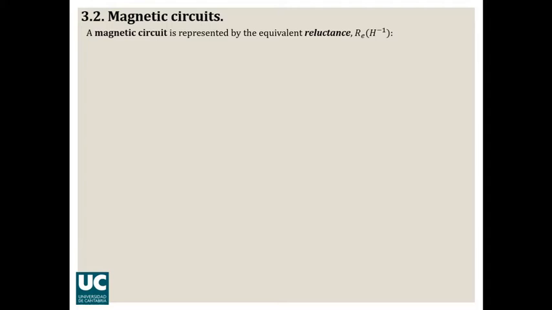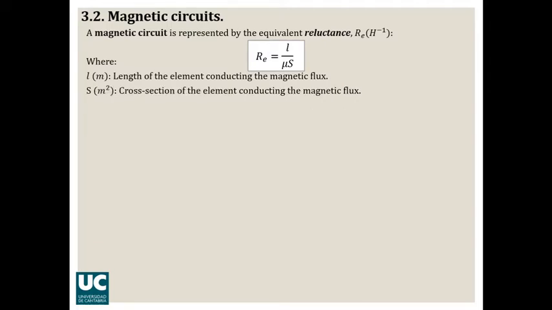Now, its properties. When we have a magnetic circuit, the magnitude that represents its magnetic properties is called reluctance, whose units are henries to the power of -1. So the formula for the reluctance is that, where L is the length of the element which conducts the magnetic flux, so that is the length of the element through which the magnetic flux is flowing, and is expressed in meters. S is the cross-section of the element which is conducting the magnetic flux, and the units are square meters.